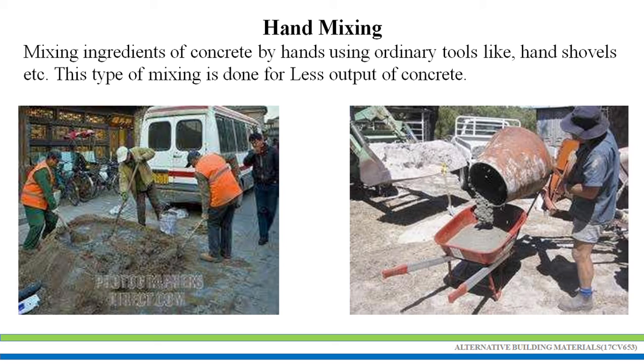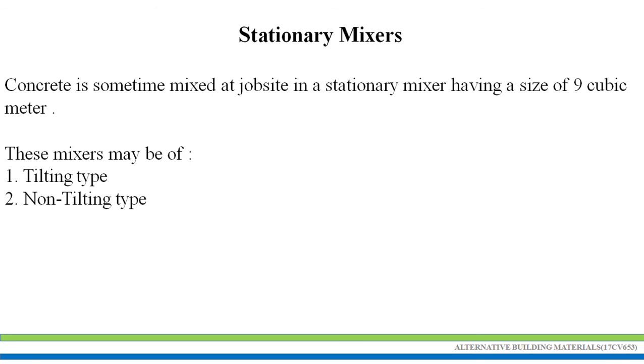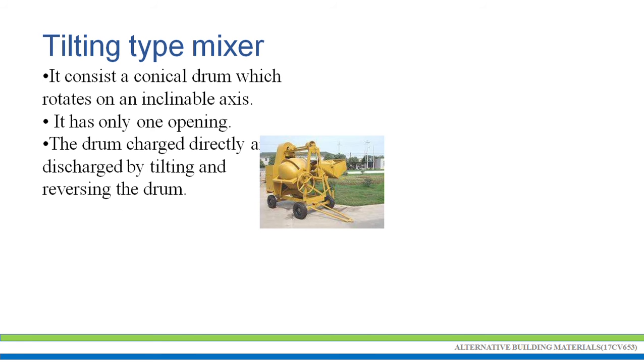This type of mixing is done for a small output of concrete. Next, stationary mixer. Concrete is sometimes mixed at a job site in a stationary mixer having a size of up to 9 cubic meter. These mixers may be of either tilting or non-tilting type. This is a tilting type of mixer. It consists of one conical drum which rotates on an inclinable axis. It has one side opening, and the drum is charged and discharged through the same opening only.